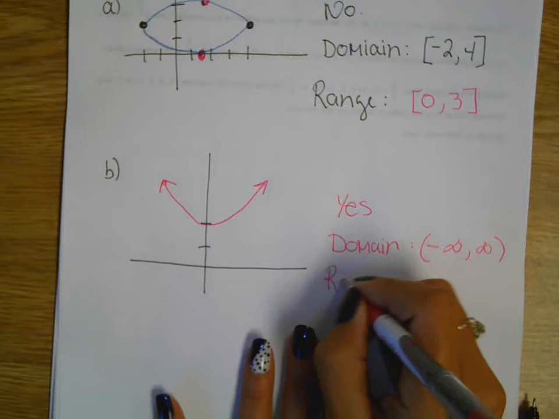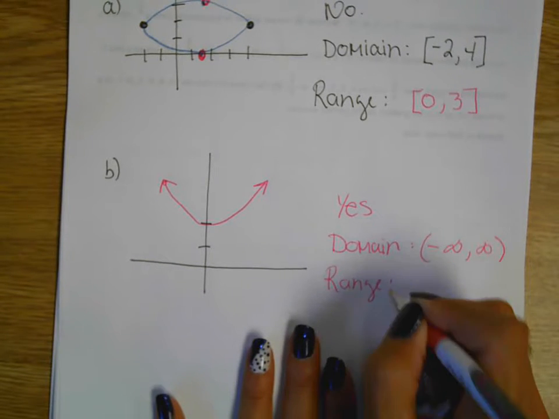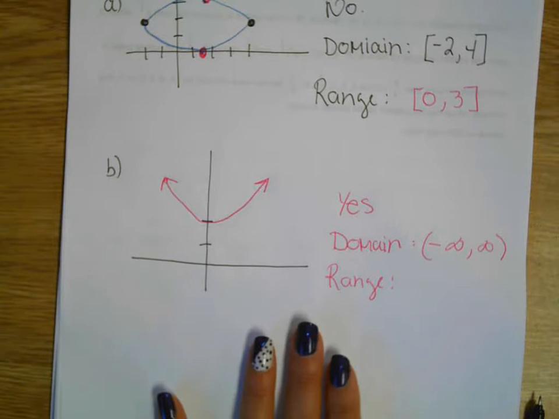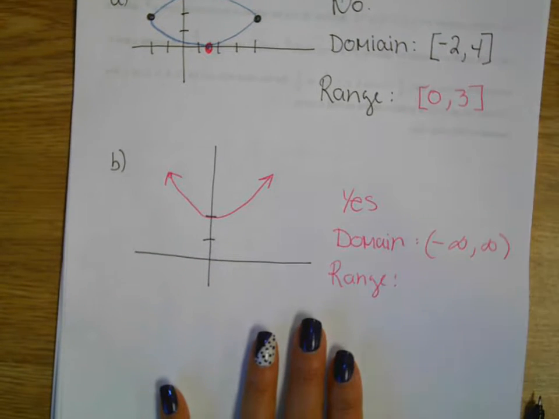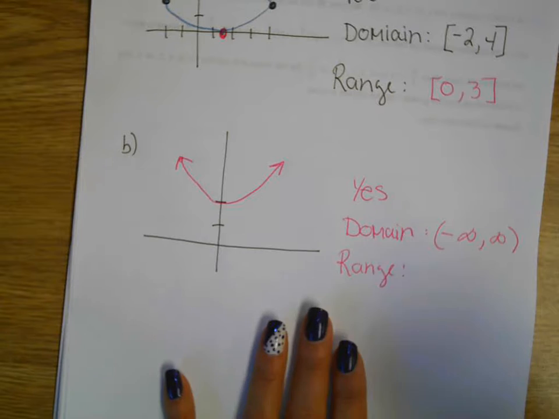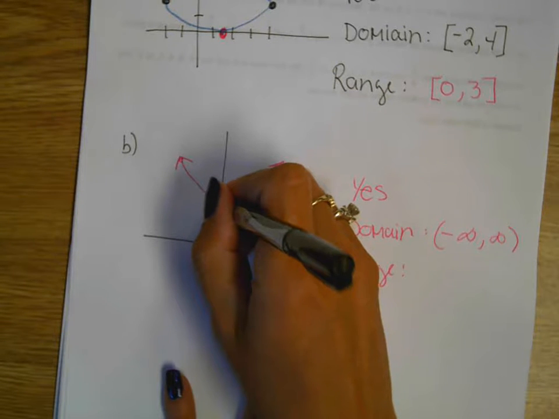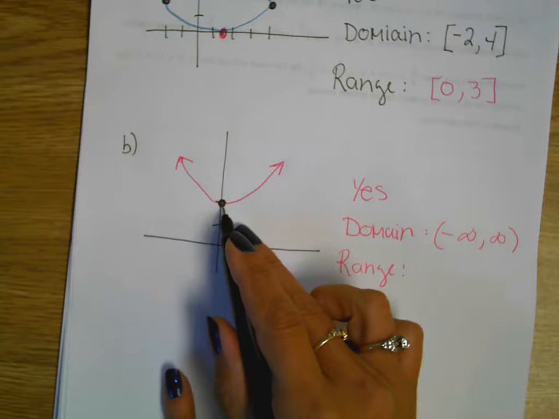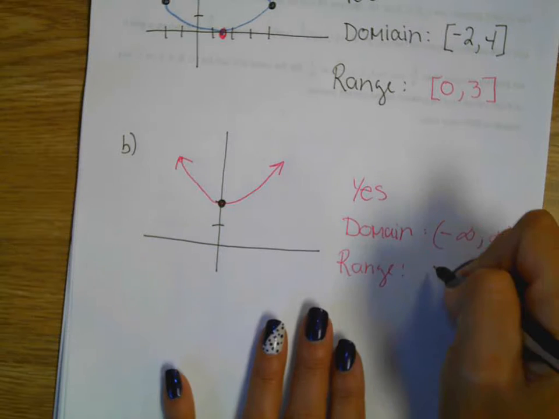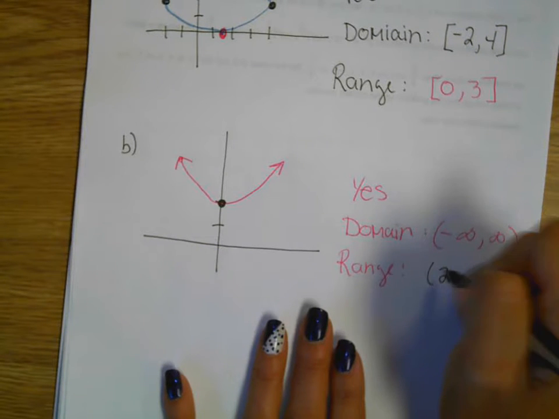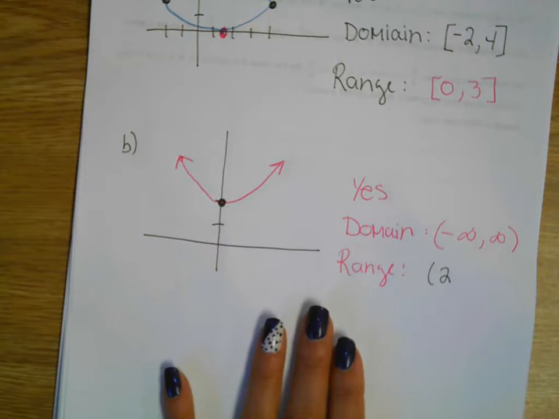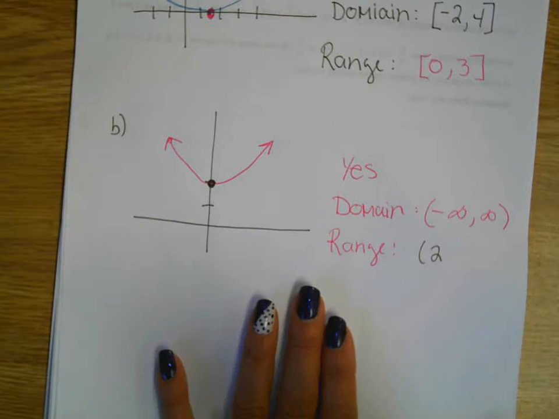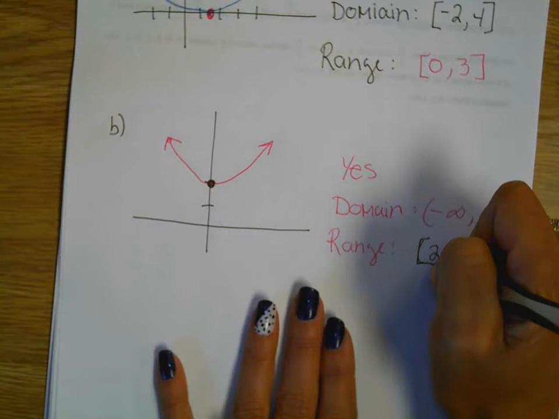Now range. Low to high. So you find your lowest point. Lowest point is here. Because I'm talking range, I want the y value there. What is the y value of that point? Elijah? 2. And is it included or not included? Included. I've got to fix that.